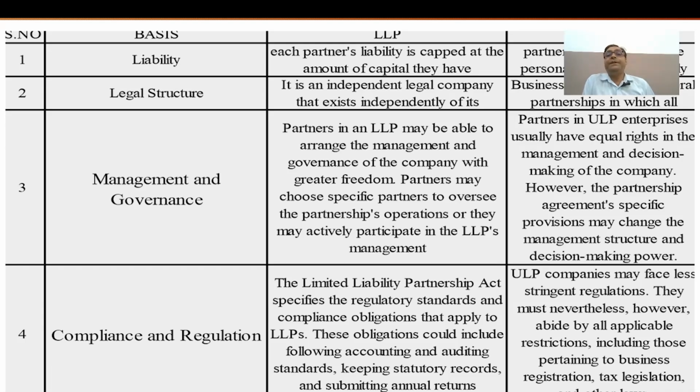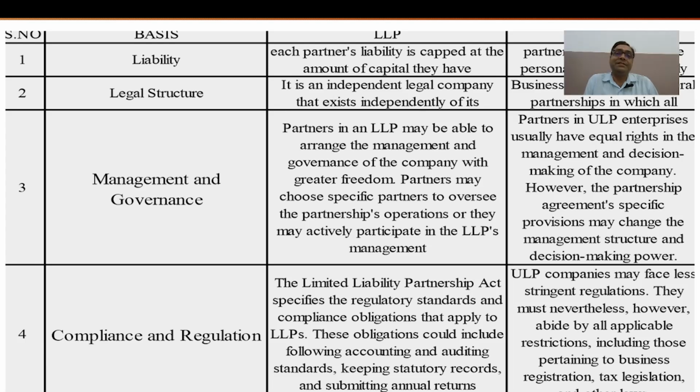We have already discussed this in detail, but here is the overview of the difference. In an LLP, each partner's liability is capped at the amount of capital they have. Suppose one person comes with 4 crore rupees and another with 40 crore rupees; that is not equal. In a ULP, partners are personally liable.